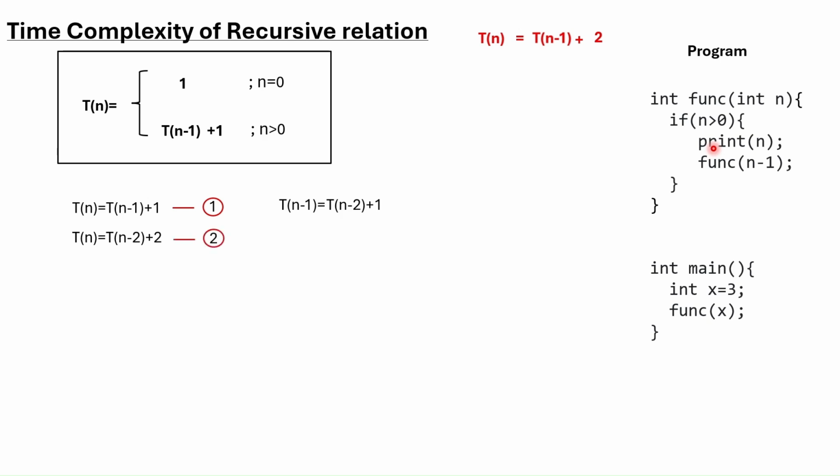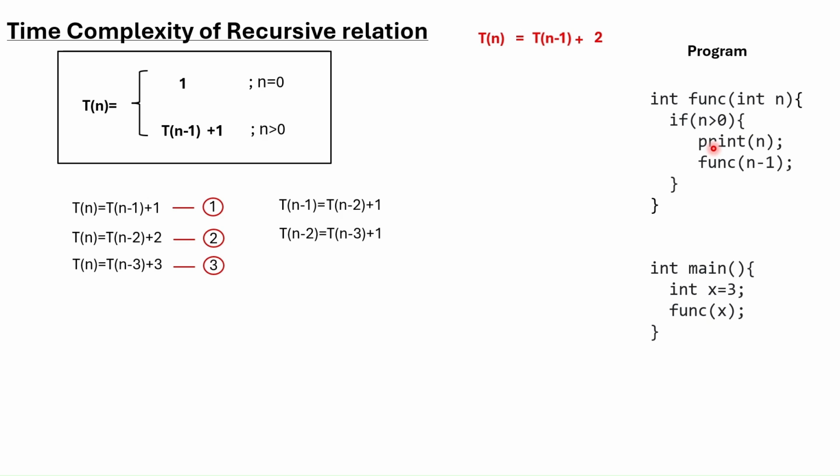Now we need to find the value of T(n-2). Again we can get the value of T(n-2) from equation 1. We get it as T(n-3) + 1. And now we can put this value in equation 2. We get T(n) = T(n-3) + 3. Now let's name it equation 3.